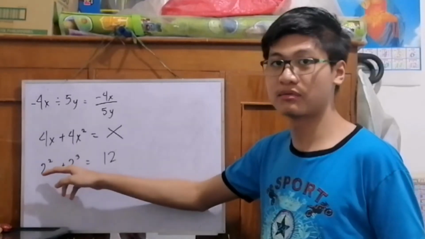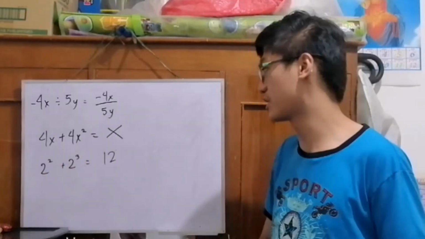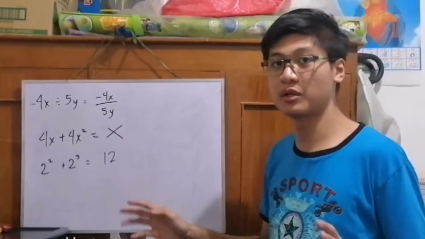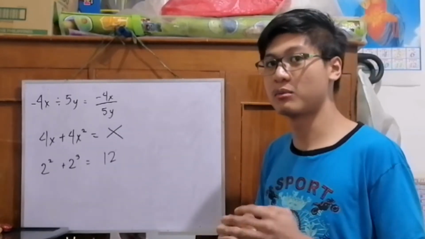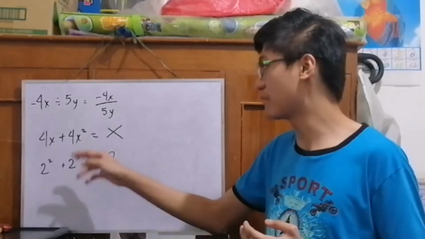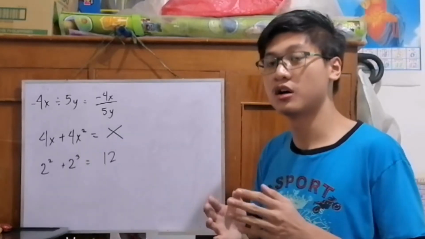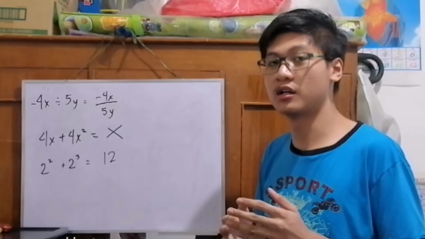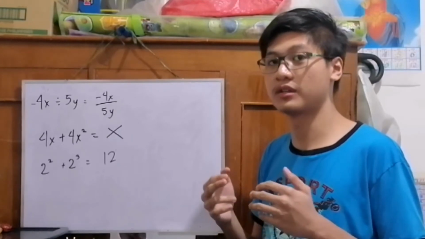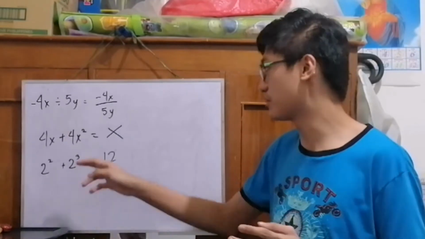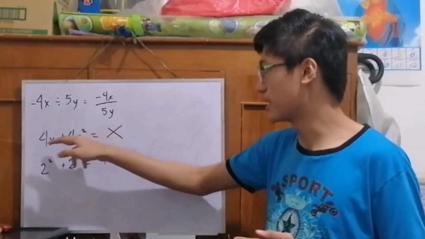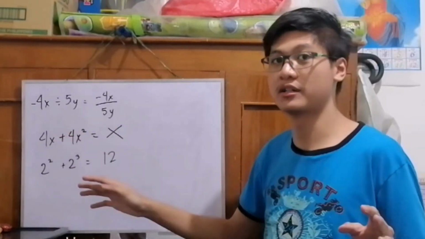And for the third problem, we have 2 squared plus 2 cubed, and the answer is 12. You don't have to be confused with numbers that have an exponent on top and variables that have an exponent on top. Numbers that have an exponent on top, if the other term that you are adding also has an exponent on top of its number, you can combine them just like this one. But if it's a variable just like this one, wherein they have different index, you cannot combine them.